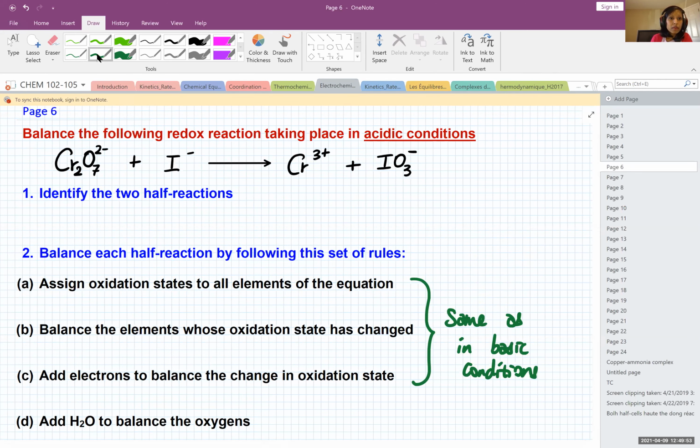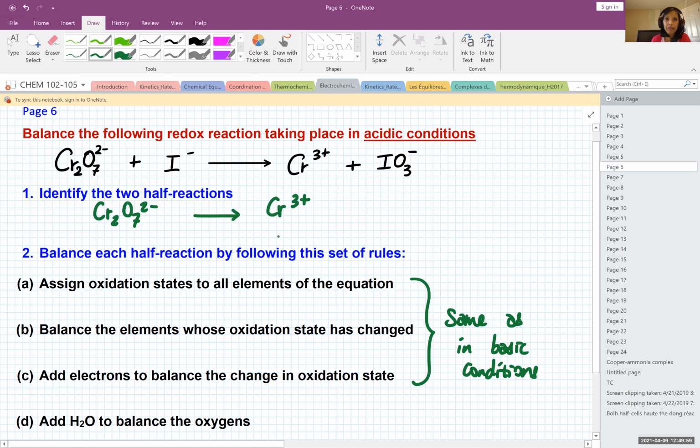So here I will write these 2, Cr2O7 2 minus. That's my first half equation. And I minus giving iodate is my second reaction.